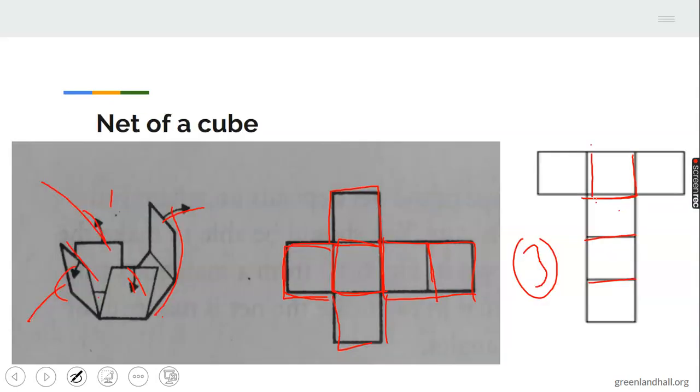Now, make sure you get a cardboard, draw this outline, cut it out, then draw a line and fold along those lines to get a cube. And you can screenshot and send to me on my email address.